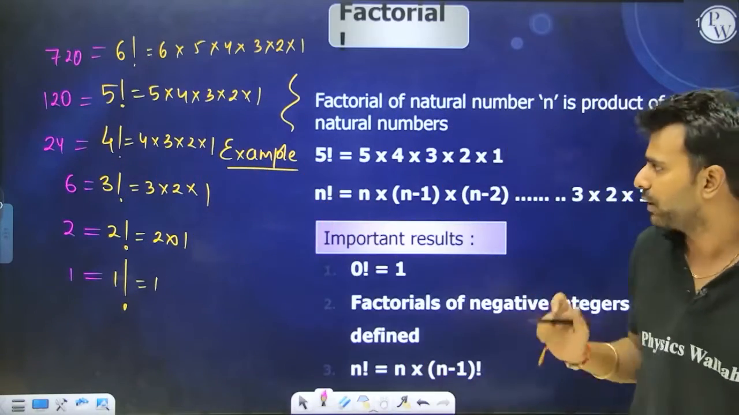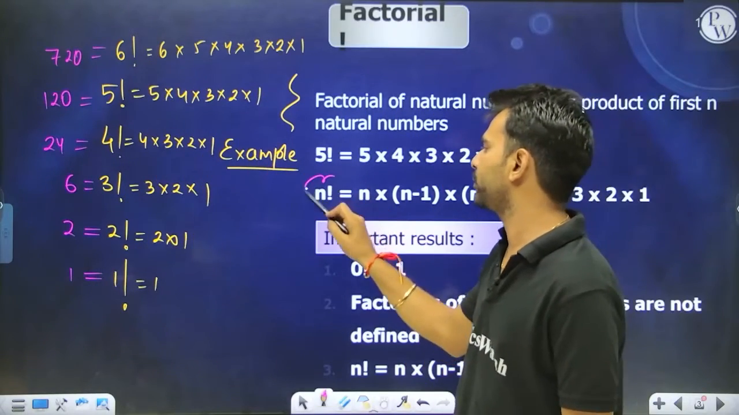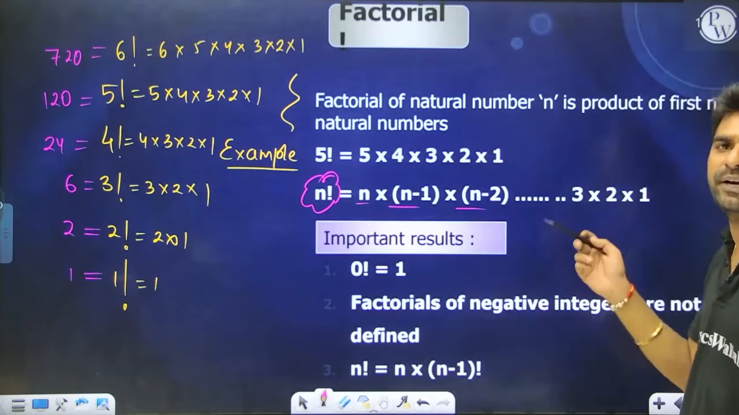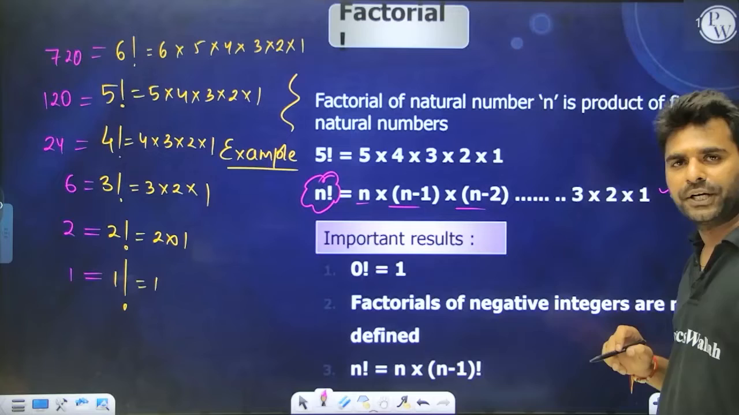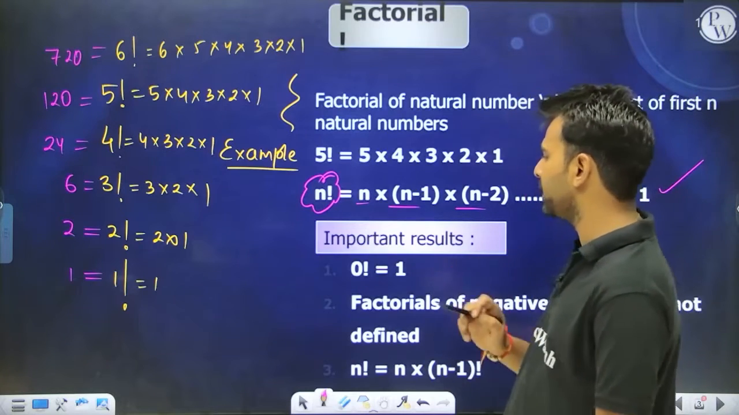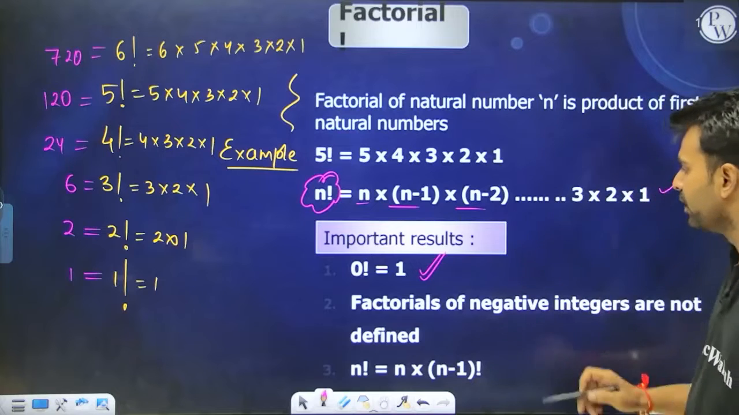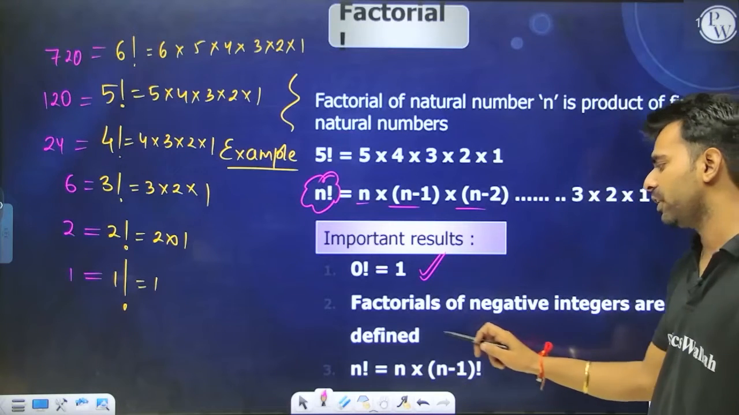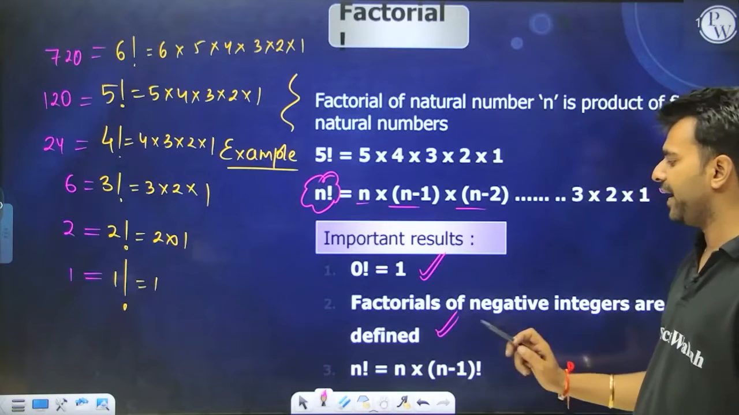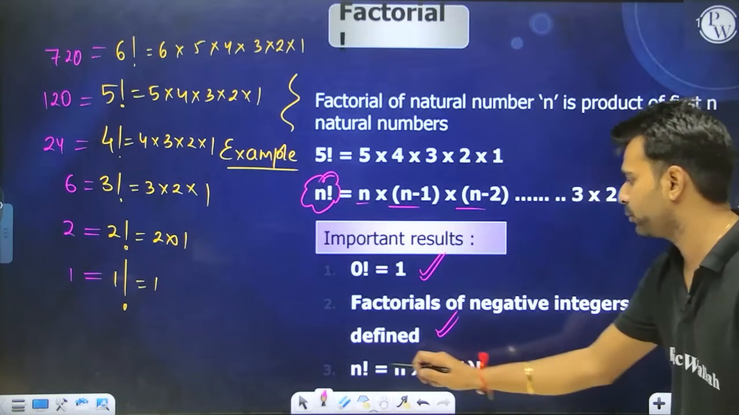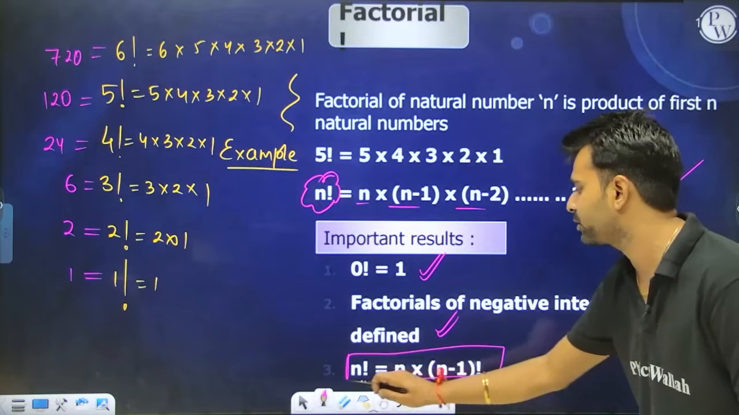Right? Okay, number 1. If I am talking about n factorial, then n factorial is n into n minus 1 into n minus 2 into n minus 3 into n minus 4 and so on till 3 into 2 into 1. Yes or no? Important results that you must remember over here: 0 factorial is equal to 1. Factorial of negative integers is not defined as of now in your JEE syllabus. And a very important thing: n factorial is equal to n into (n minus 1) factorial.